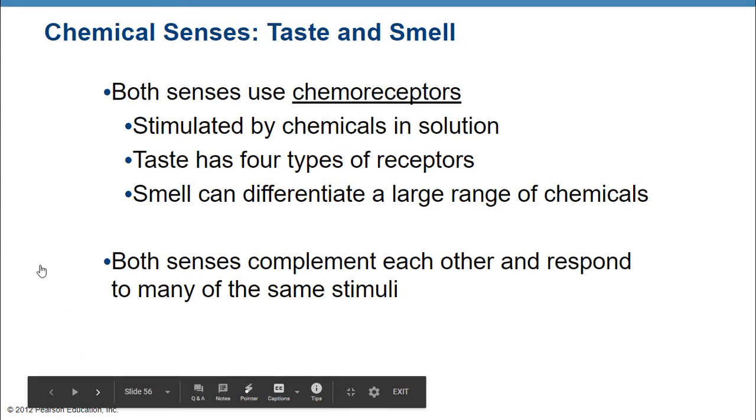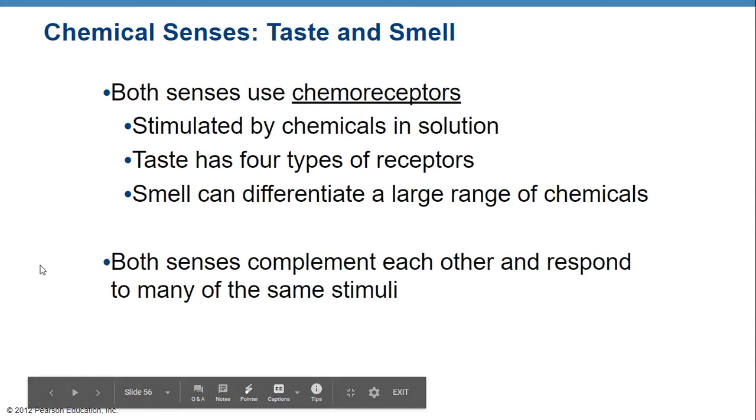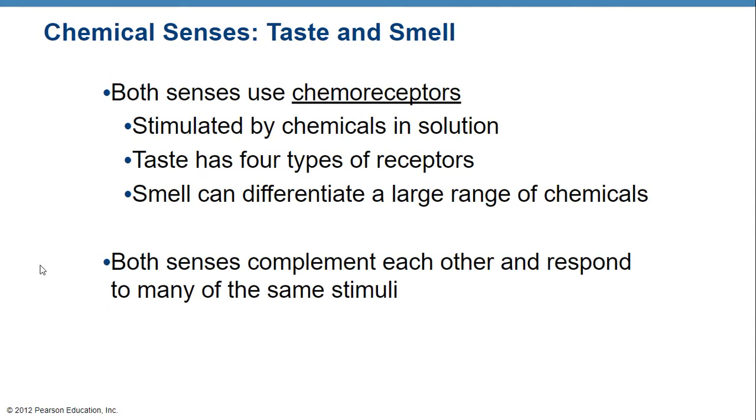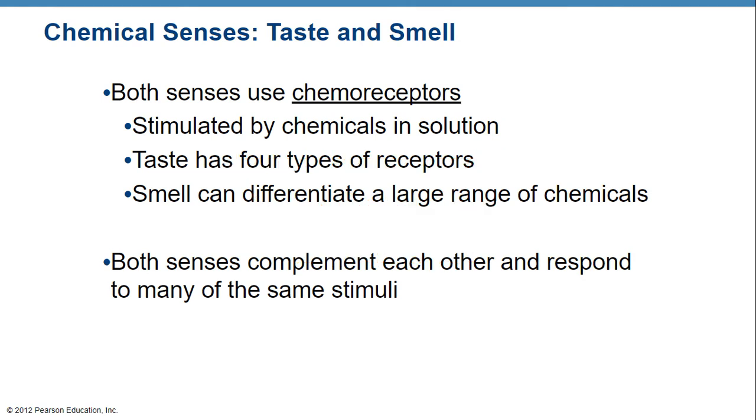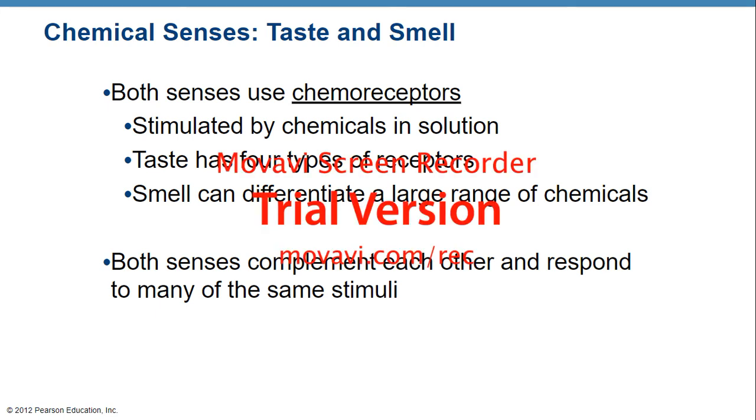All right, so now dealing with taste and smell. They both use chemoreceptors, so they're stimulated by chemicals in solution. Taste has 4 types of receptors. Smell can differentiate a large range of chemicals. Both senses complement each other and respond to many of the same stimuli. If you notice, a lot of times when you get sick and your nose gets stuffed up, your sense of taste also goes due to your stuffed up nose. So smell and taste complement each other.